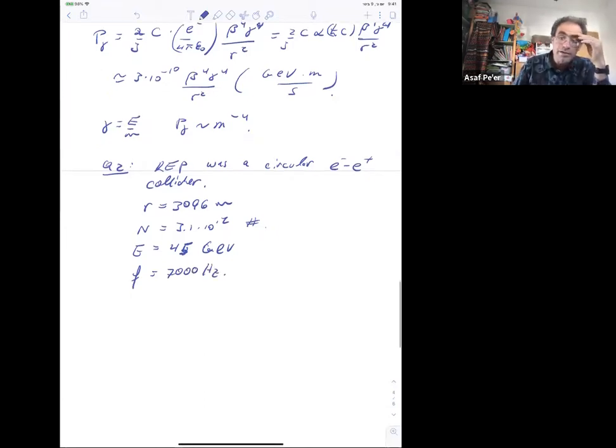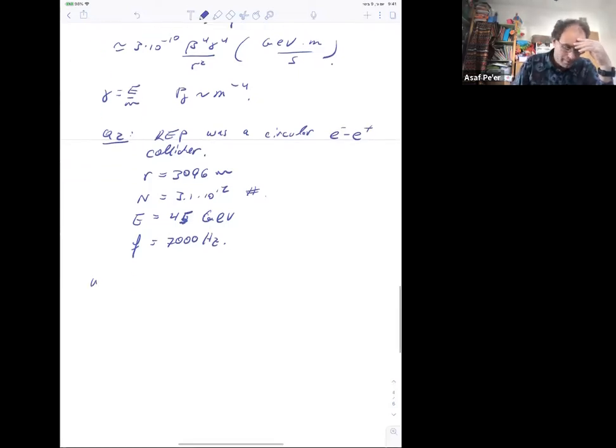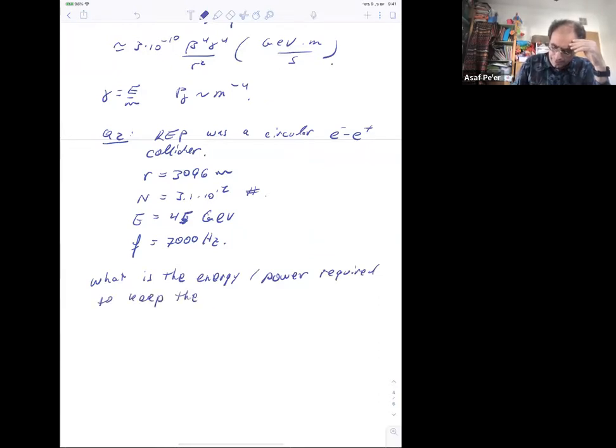So the question is, what was the energy consumption of the collider? Or in other words, what was the power required to supply to the collider in order to keep the particles in their course? I'll write it down.